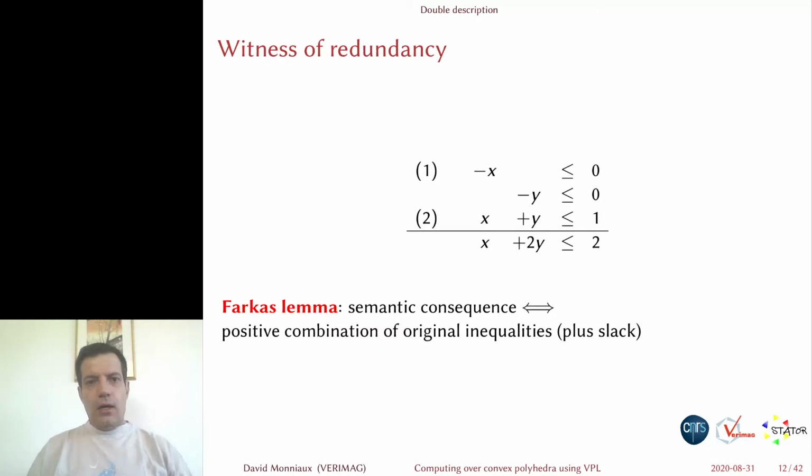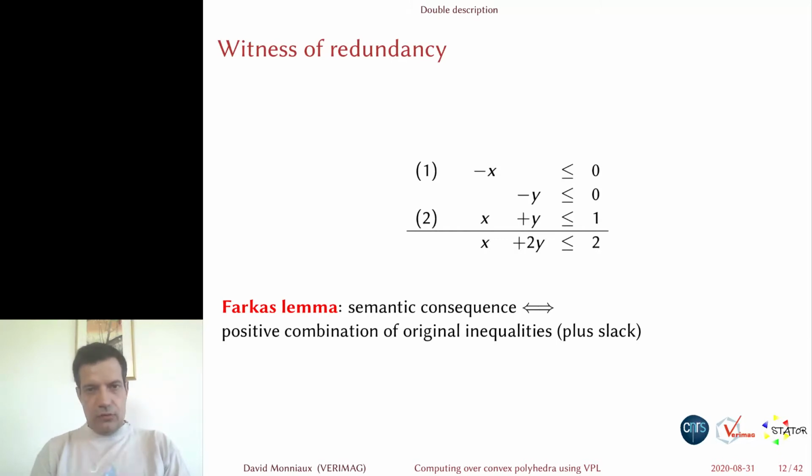So how do you remove redundant constraints? A constraint is redundant if and only if it is a semantic consequence of the other constraints. And one way to test for that is to show that it's a positive combination of the other constraints. So obviously, if you are a positive combination of the other constraints, you are a consequence of the other constraints.